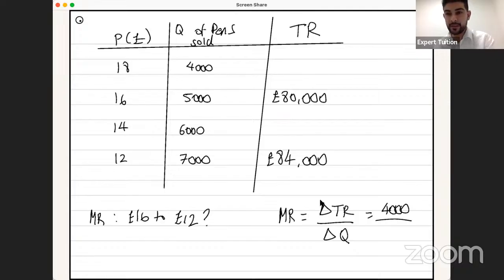But I need to divide it by what? The change in quantity. Well, how much has quantity gone up by? Well, the quantity has gone up by exactly 2,000 units, from 5,000 to 7,000. So I'm dividing it by 2,000. And that, hopefully very basic maths, gives us that the marginal revenue is exactly equal to 2 pounds. Is that clear? Hopefully that is pretty straightforward. Nice and easy? Okay, right.